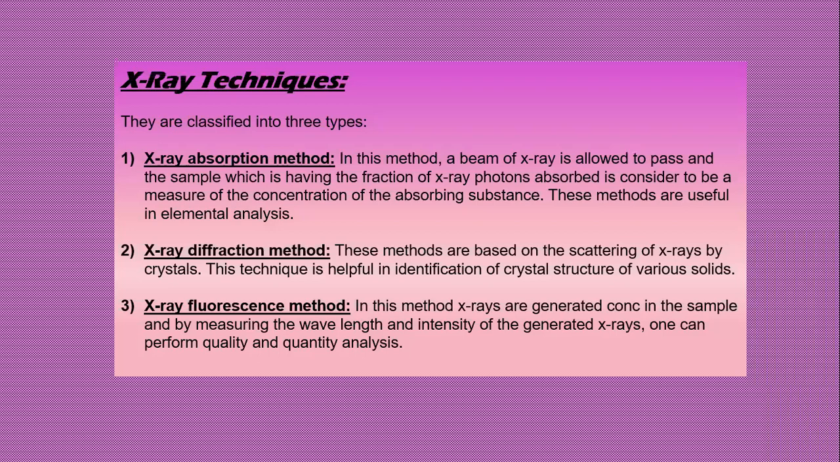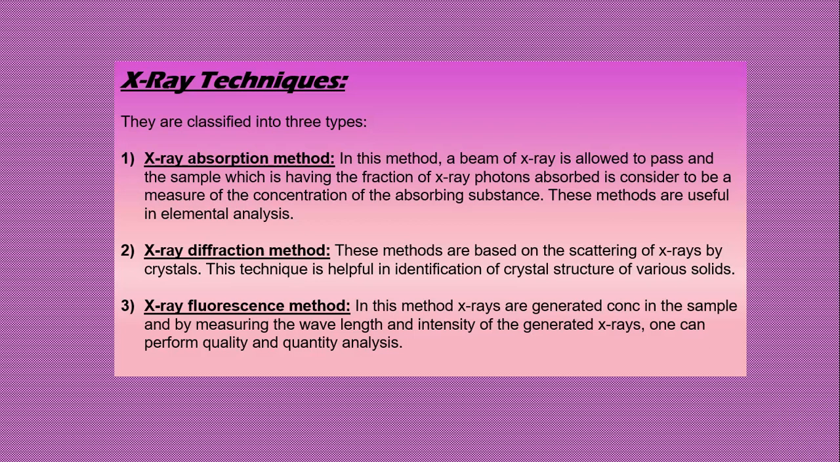Next is X-ray techniques. They are classified into three types. First, the X-ray absorption method. Second, the X-ray diffraction method. And third is the X-ray fluorescence method. Firstly, the X-ray absorption method. In this method, a beam of X-rays is allowed to pass through the sample, and the fraction of X-ray photons absorbed is considered to be a measure of the concentration of the absorbing substance. These methods are useful in elemental analysis.